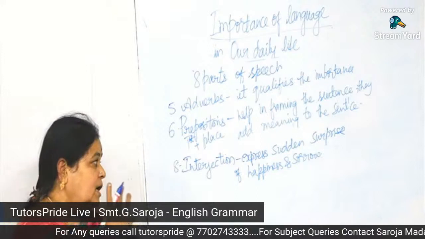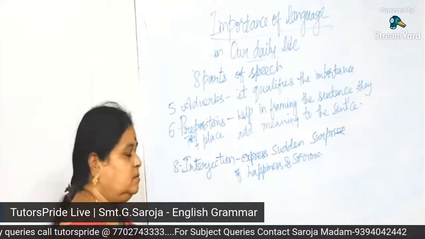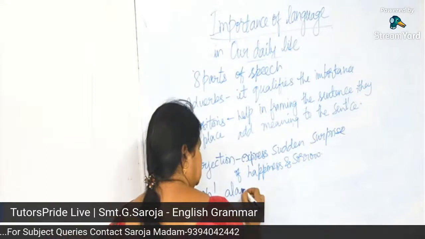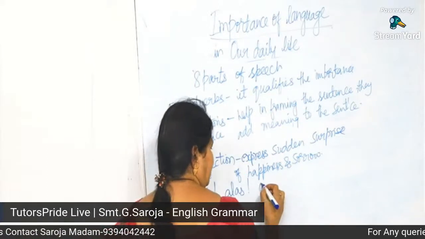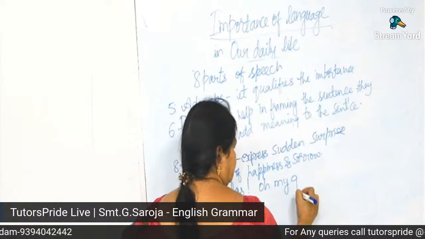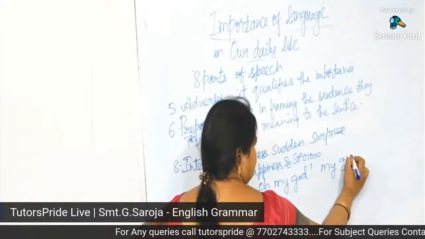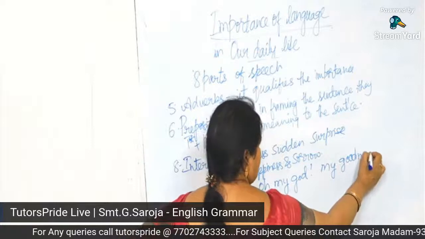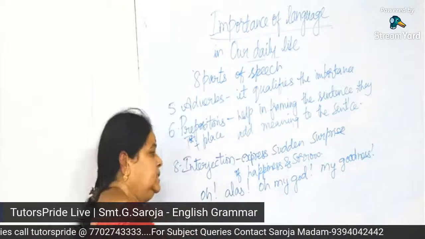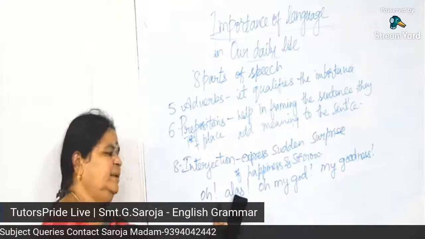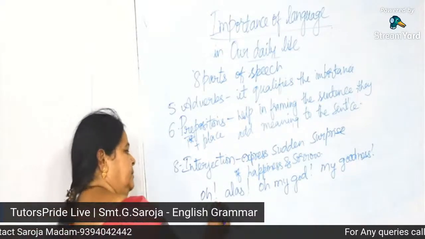Now, how are they expressed? They are used by using the words oh, alas, oh my God, my goodness, and these interjection words are followed by an exclamatory mark. This is called an exclamatory mark.